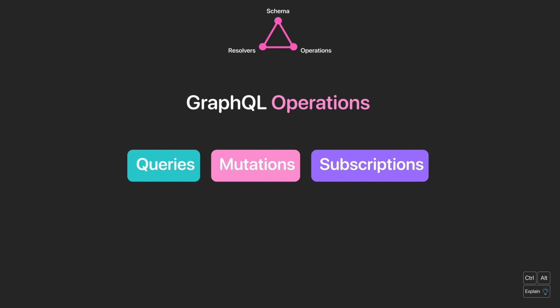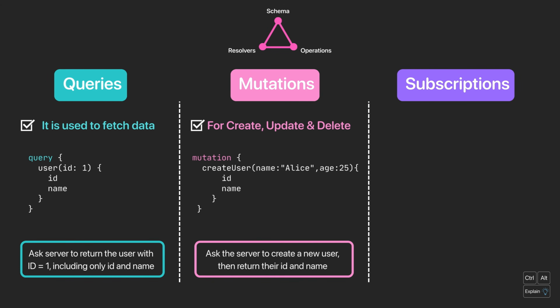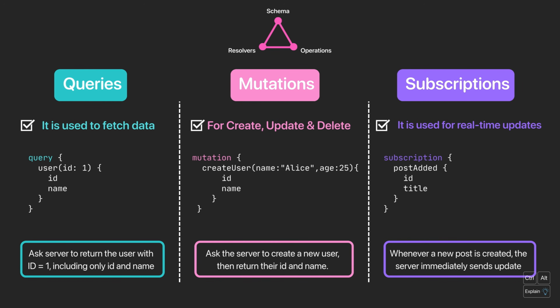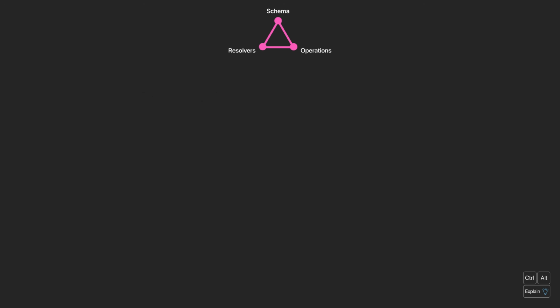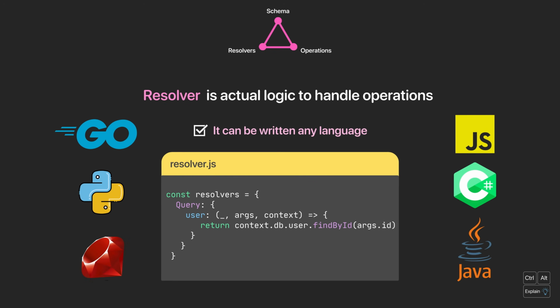Once the schema is in place, clients interact with it through operations. Queries are used to fetch data, mutations handle create, update, and delete actions, and subscriptions deliver real-time updates. Every request a client makes is simply one of these operations, asking the server for exactly the fields it needs. And finally, resolvers. Resolvers are the actual logic behind each operation, pulling data from a database, calling external services, or performing any custom computation. They can be written in any language, and they are the engine that turns a client's operation into real results.